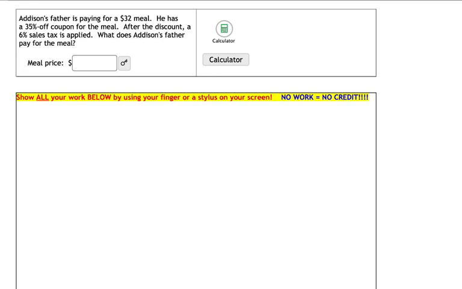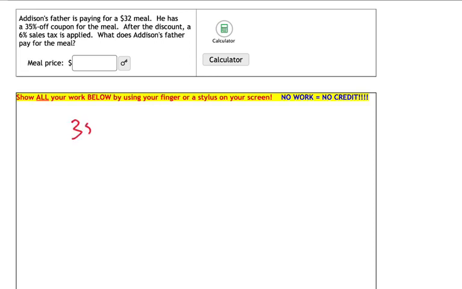So we've got two different things going on here. And so what we really want to do is deal with the first part of it, the 35% off coupon, and then we'll deal with the 6% sales tax separately. Remember that anytime we do things in our class with percents, we typically want to use a table. So there's two things that are going on once again.